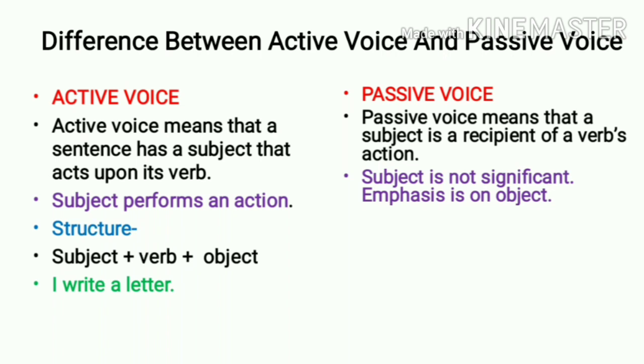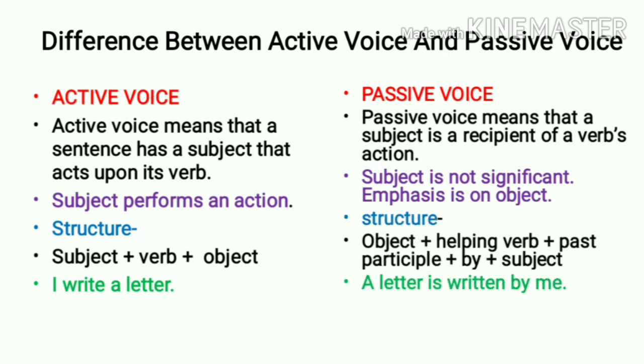The structure of active voice is subject plus verb plus object. And the example is I write a letter. I is subject, write is verb, a letter is object. The structure of passive voice is object plus helping verb plus past participle plus by plus subject. A letter is written by me. A letter, that is the object of active voice, has become subject here. Is, that is helping verb, past participle written, by, and subject is me.